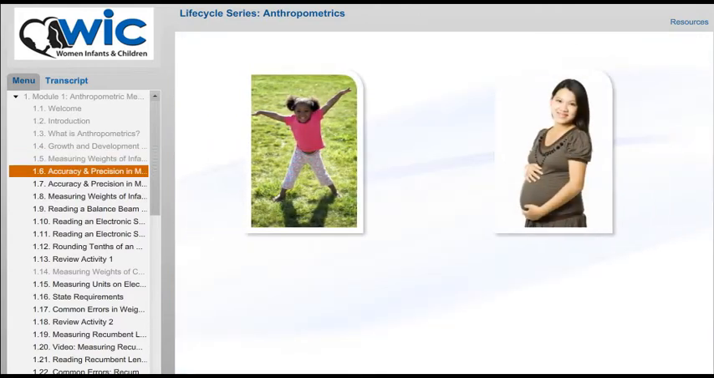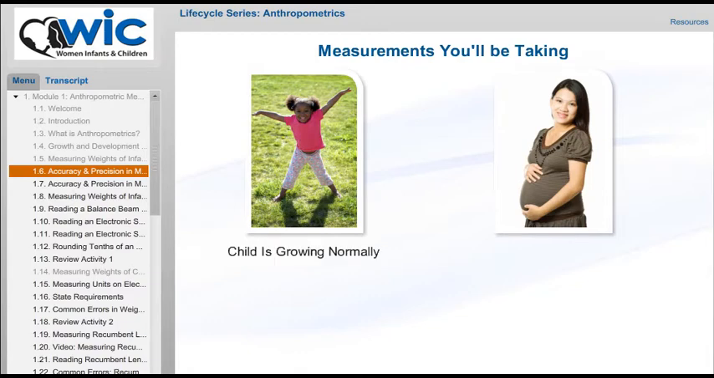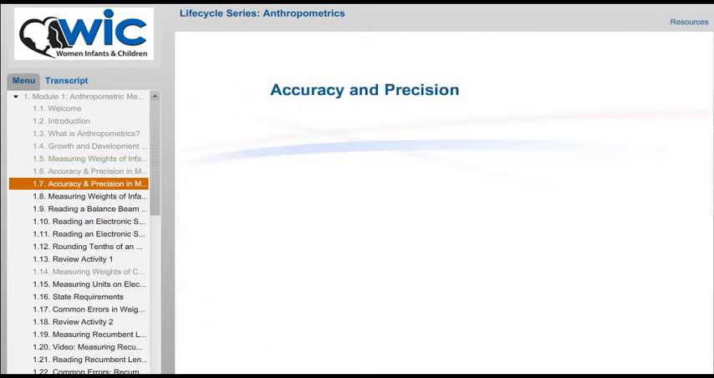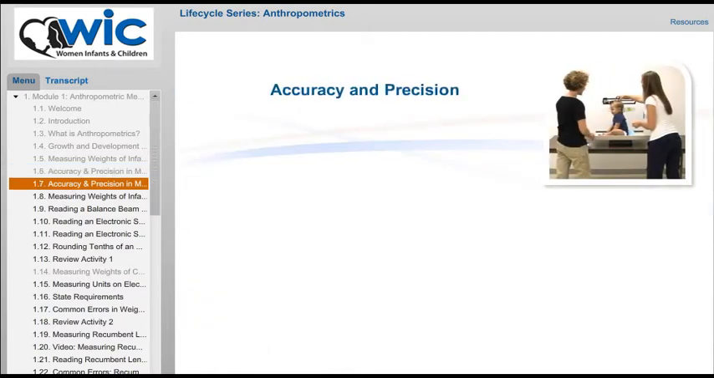As you'll see in the coming slides, the measurements you'll be taking will be used to help determine if a child is growing on a healthy track or if a woman is gaining the recommended amount of weight during her pregnancy. So if you make errors in your measurements, then the growth assessment you'll be providing your clients will be in error too. This is where accuracy and precision play an important role. Accuracy and precision. These 2 terms sound similar, don't they? Well, let's see how they differ when it comes to taking anthropometric measurements.